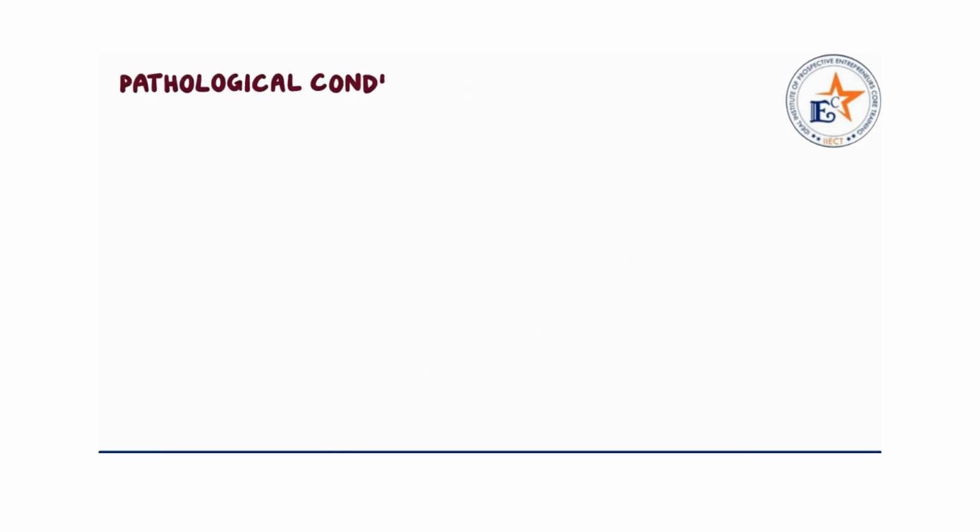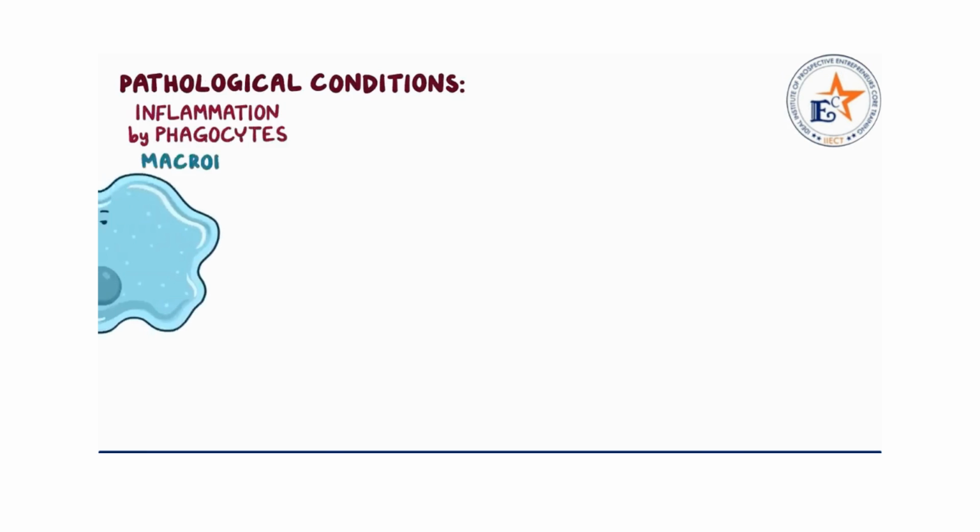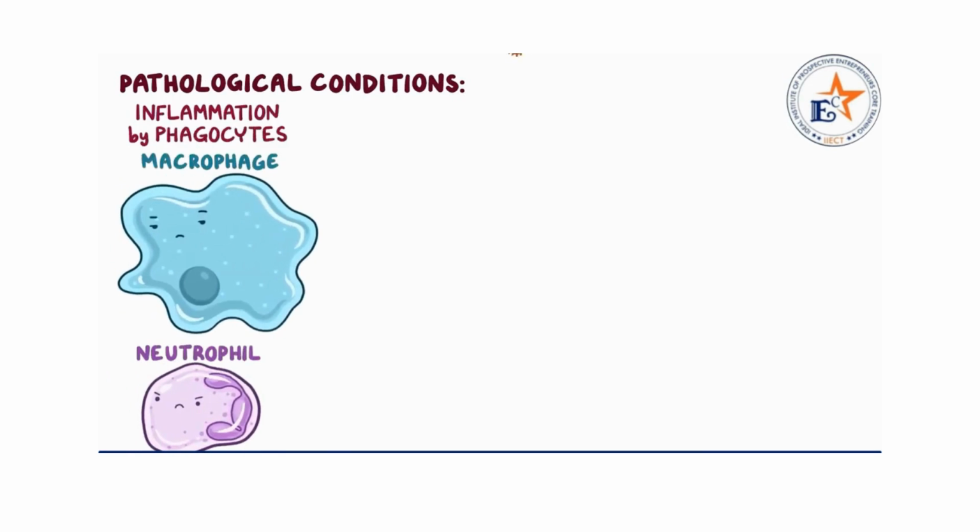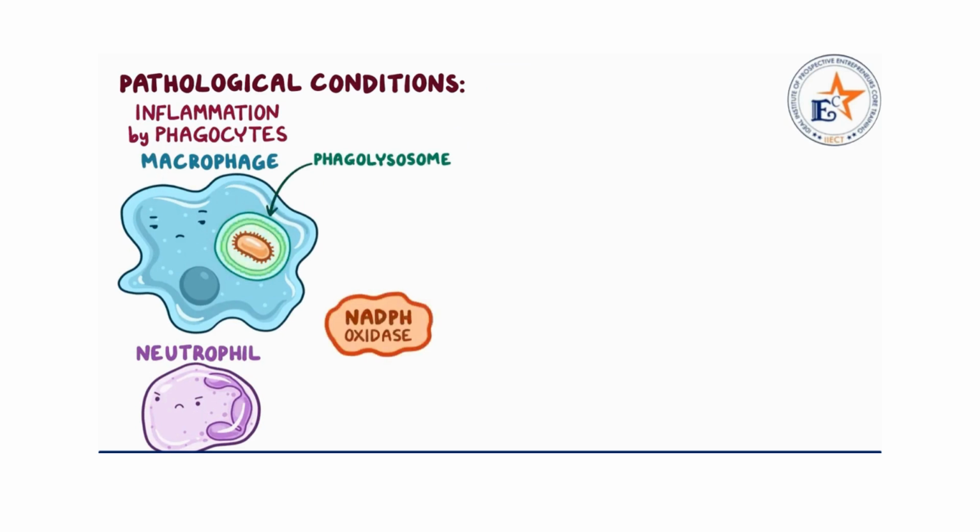There are also pathological conditions where free radicals can be generated. First, they can be produced during inflammation by phagocytes, like macrophages and neutrophils. When a pathogen invades the body, the phagocyte gobbles up the pathogen, forming a phagolysosome. These phagocytes also have an enzyme called NADPH oxidase, which gets activated by the lysosomal enzymes, causing NADPH to undergo oxidation and lose 2 of its electrons.